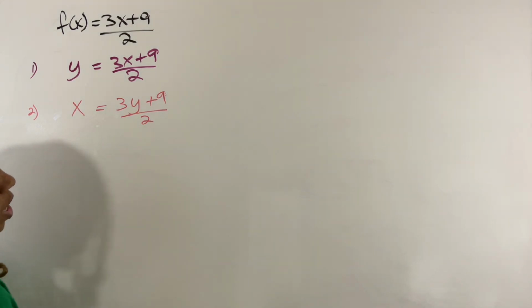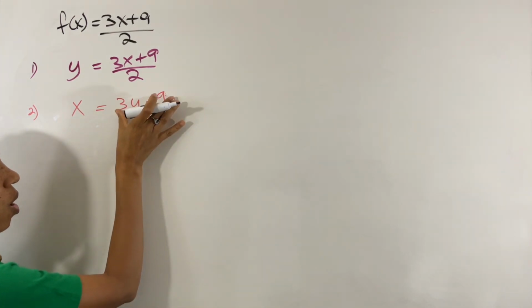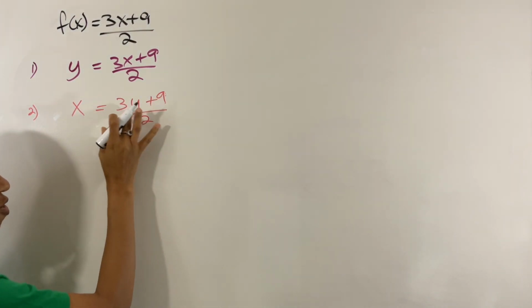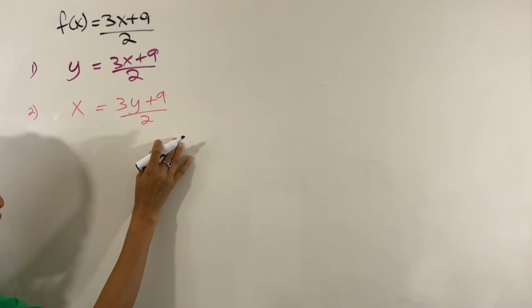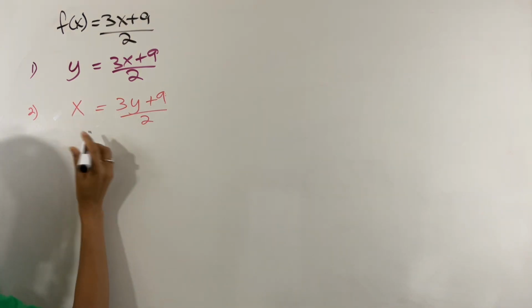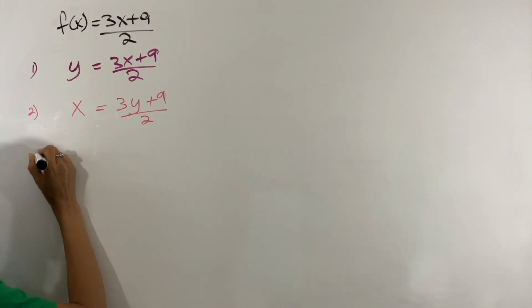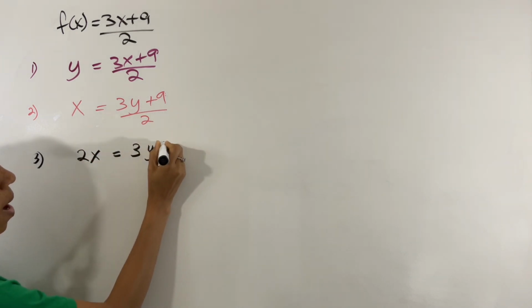So we will notice here that everything on the left hand side, 3y plus 9, is being divided by 2. We have to get rid of the 2 first. So in order to get rid of the 2, we're going to cross multiply, and now we're going to solve for y: 2x equals 3y plus 9.